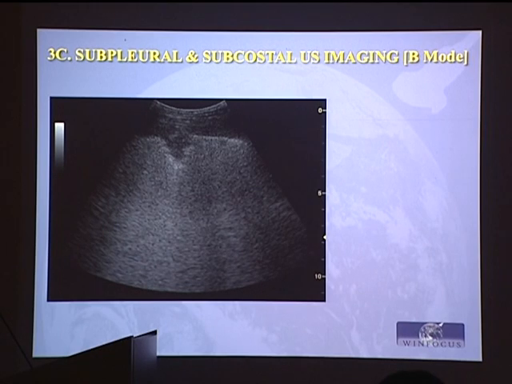What happens when alveoli are full of fluid? Then you will have areas that become hypoechoic, dark, tissue-like. You see that you have not anymore A lines or B lines, but just these hypoechoic areas that will represent consolidated portions of the lung.